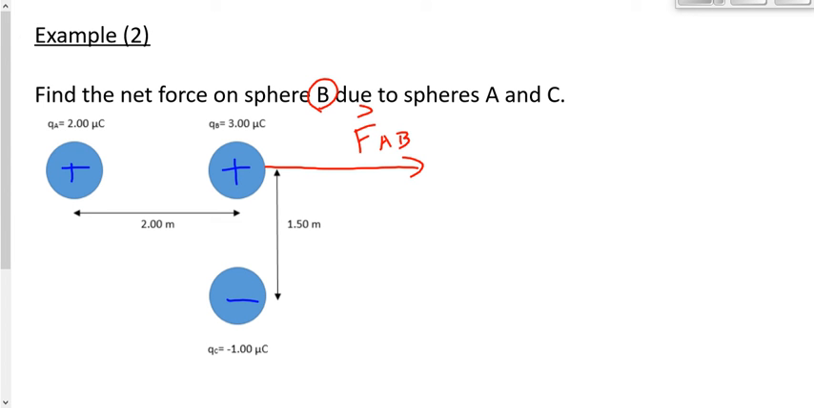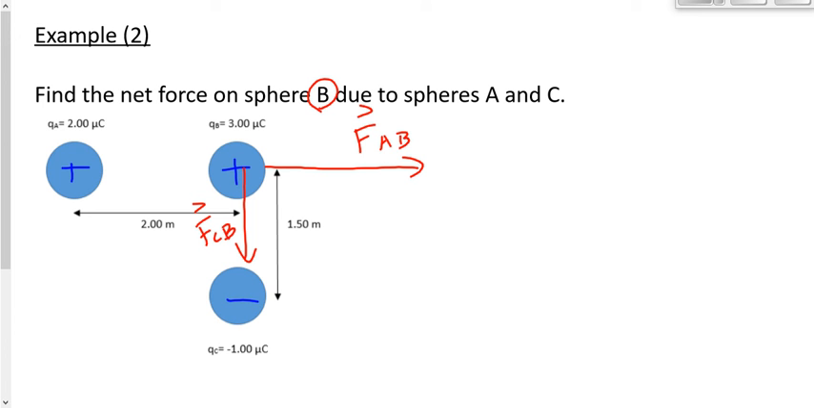What about B and C? Kristen, are they going to attract or repel each other, B and C? They're going to attract because they're opposite charges. And as a result of that attraction, B will be pushed away from C or pulled towards C. Danny, pushed away from C or pulled towards C? Good, pulled towards C. So we're going to make that FCB downwards towards C.